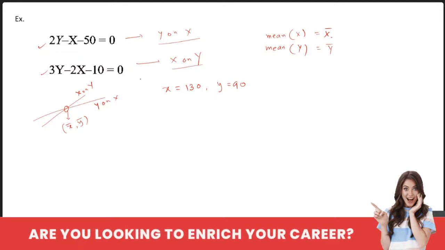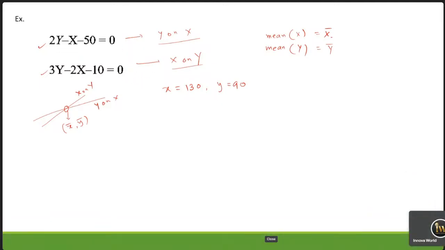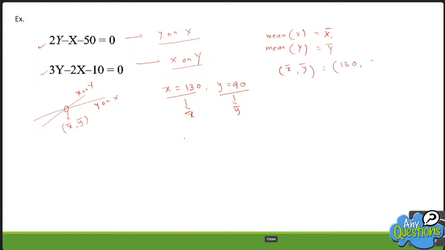I'm not going to solve these two equations here because this is not the scope of this lecture. After solving these two equations, we get x equal to 130 and y equal to 90, and basically this is x bar and this is y bar. So the values of x bar and y bar are 130 and 90.